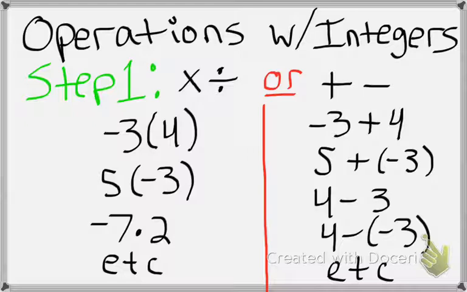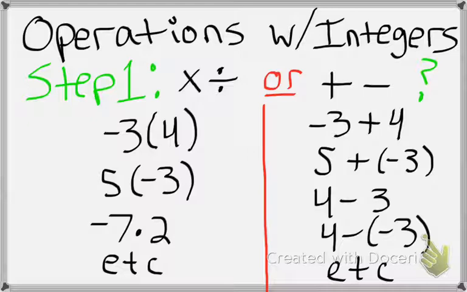Alright, so anytime you're doing operations with integers, your first step is you need to decide: is it going to be multiplying and dividing, or is it adding and subtracting? That's step one. Is it a multiplying or dividing question, or an adding and subtracting question? We ask that because the rules for those two sections are different, so we want to make sure we start by identifying which one it is.